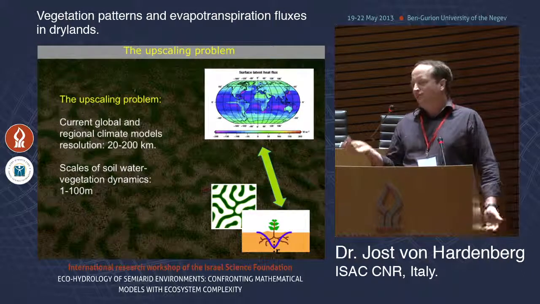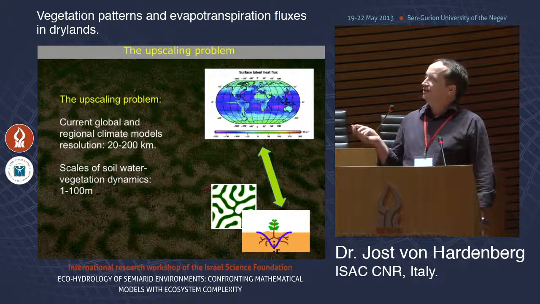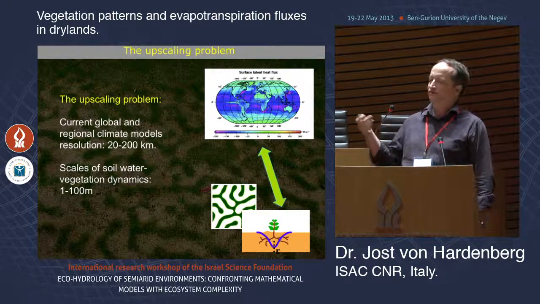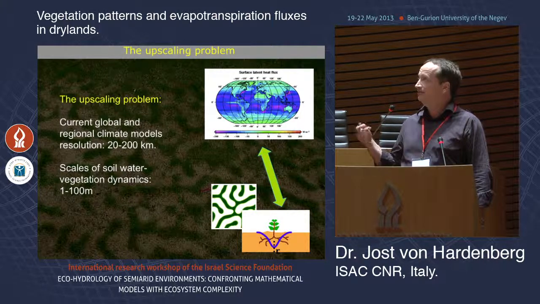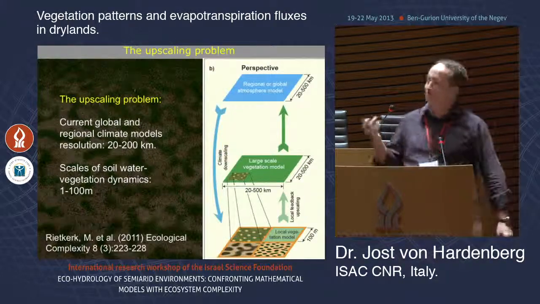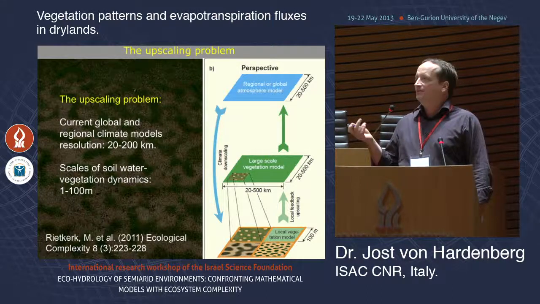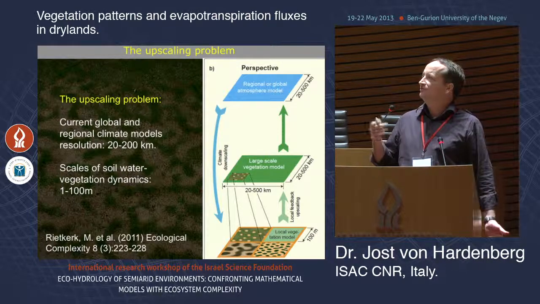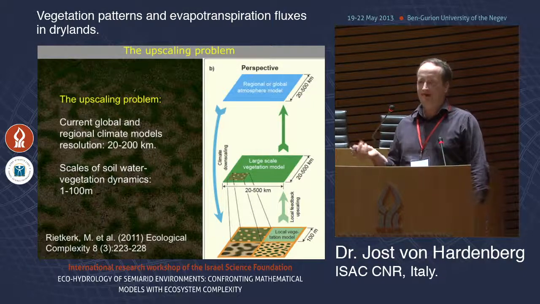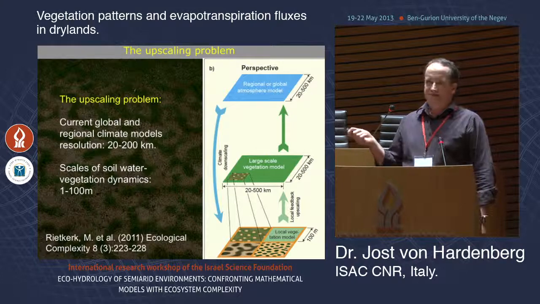We may choose different methods to do this, but certainly one thing we know is that current models for the climate system, which also include the effects of vegetation, actually work on very large scales. I mean, the typical resolutions range between 20 to 100 kilometers. And this is very, very far from the scales we have just discussed.